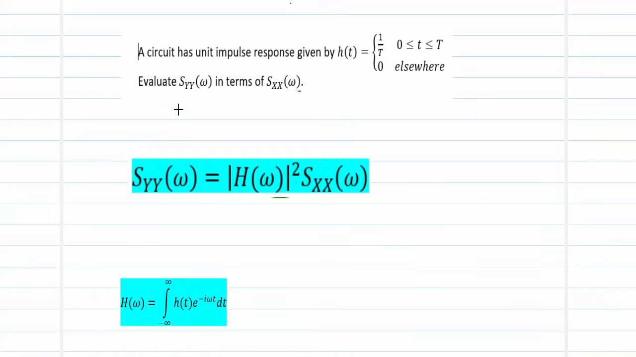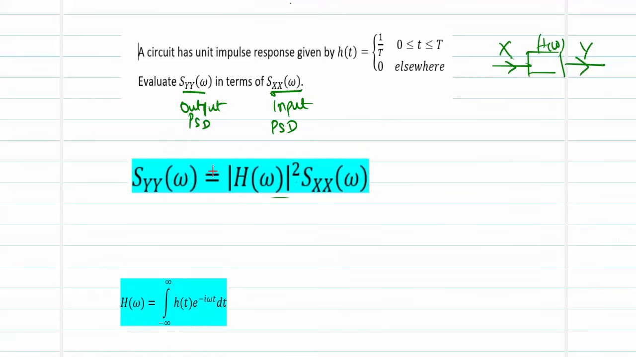Now what happens here is we have an output power spectral density, and we have to estimate it in terms of my input power spectral density. X is the input, it is processed and it produces an output. This processor is our capital H of omega, so by the theorem, Syy(omega) is the modulus of H(omega) the whole squared times Sxx(omega).